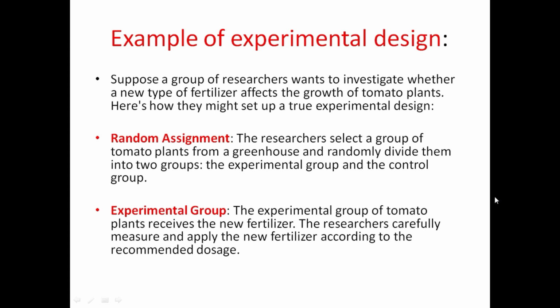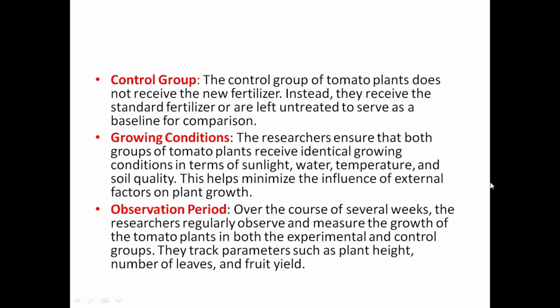One group we call the experimental group and the other one is the control group. The experimental group is the group where we are experimenting, which means we are providing the fertilizer to the experimental group. And what about the control group? We are not providing this fertilizer to the control group. We want to test how much the fertilizer affects the experimental group.